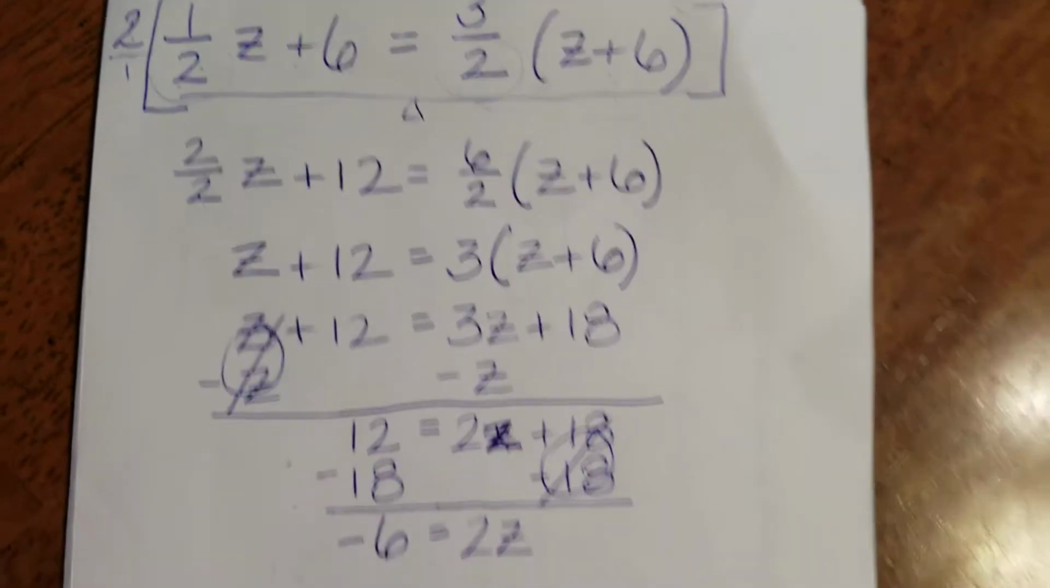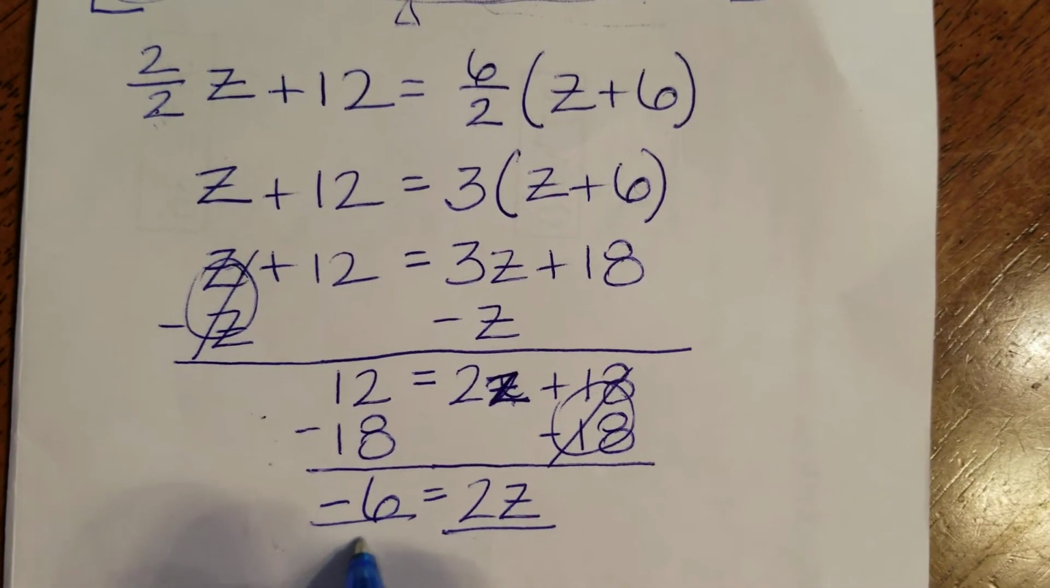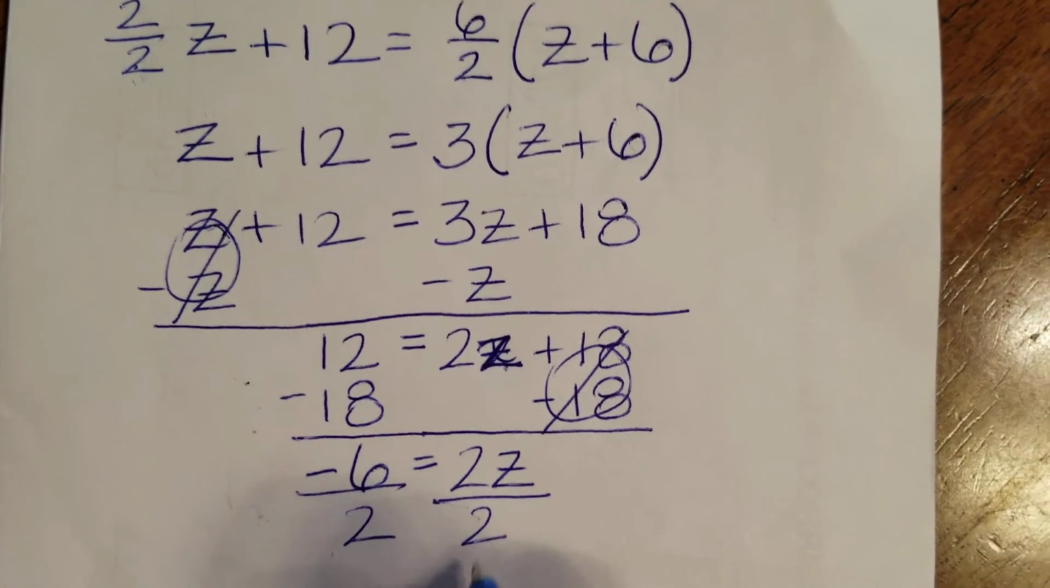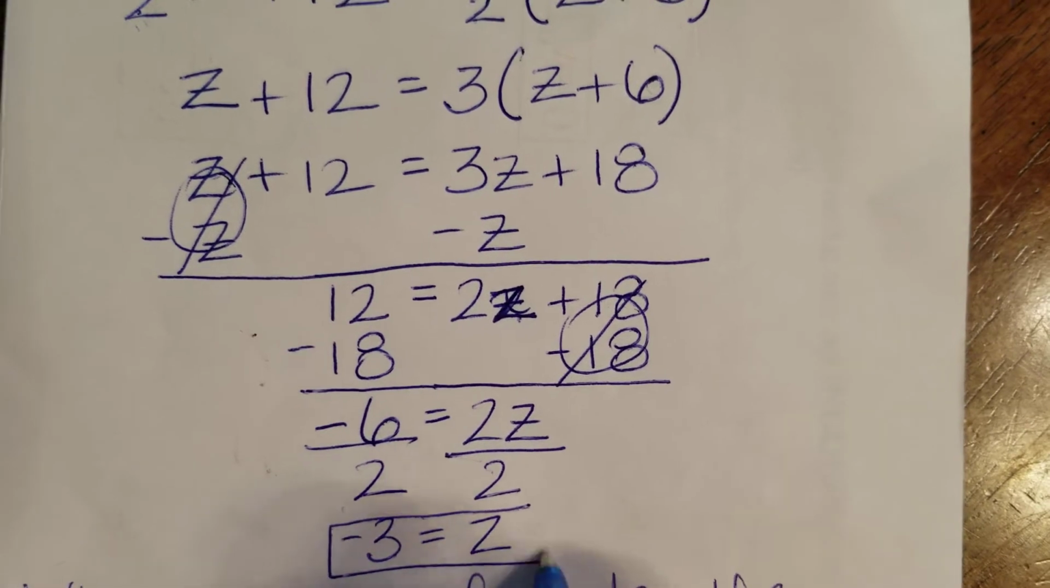So if 2z is equal to negative 6, then we can divide both sides by 2, and z will equal negative 3. Okay?